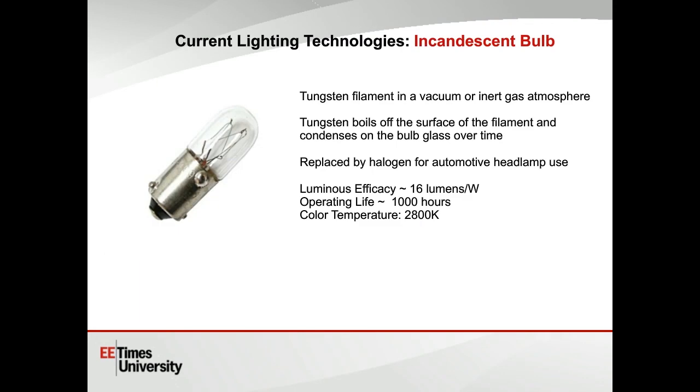So in the next section, let's take a look at some of the lighting technologies that are currently in use. The earliest that came out after we got rid of candles and acetylene lamps was the incandescent bulb. An incandescent bulb uses a tungsten filament in an inert gas or vacuum atmosphere, and luminous efficacy is about 16 lumens per watt, operating for about 1,000 hours, and the color temperature is about 2,800 K.